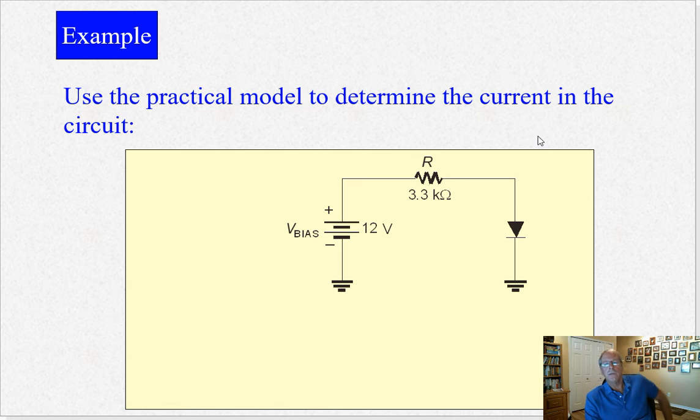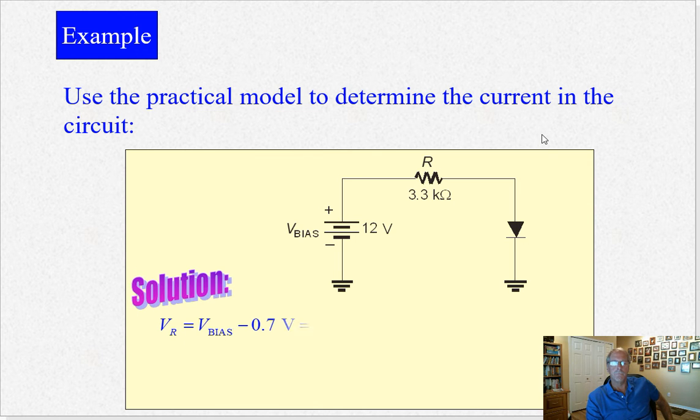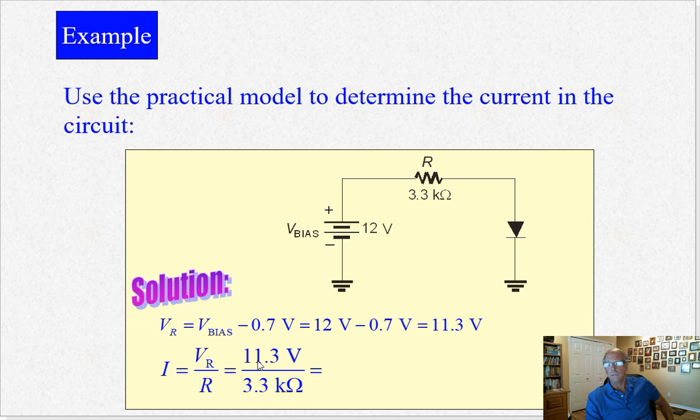So here, we're going to do a little exercise. We're going to use a practical model to determine the current in the circuit, okay? So this is Kirchhoff's voltage law. So the V bias, 12 volts, minus the 0.7 is the voltage across the resistor. That's VR, 11.3 volts. So what's the current? It's 11.3 divided by 3.3K, that's Ohm's law, and we end up getting 3.4 milliamps.